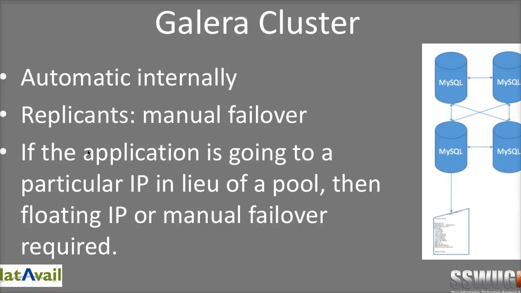It is an automatic, internally done failover. Replicas also have a manual failover. If the application is going to a particular IP in lieu of a pool, then a floating IP or a manual failover will be required on your application, because a lot of people just like to point their applications to a single node. And if you're using some kind of load balancer or virtual IP, floating IP, then you can at least move that to a different server so that you can keep that up with little to no problem.